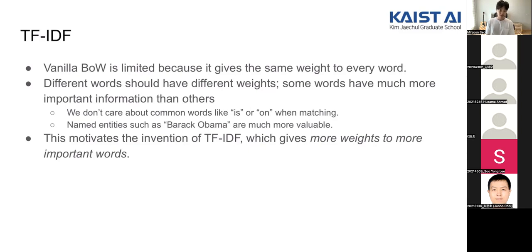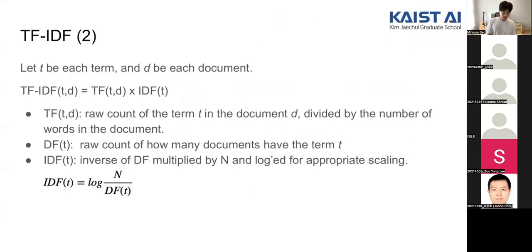For example, we don't really care about common words like "is" or "on" when matching two documents. If you ask someone whether two documents are similar or not, you will never consider whether they both have "is" or "on". You will consider, for instance, whether entities like Barack Obama are in both documents to see the similarity. So this is the motivation for the invention of TF-IDF, which tries to give more weight to more important words. A very simple way of thinking about it. So let's see how it works.